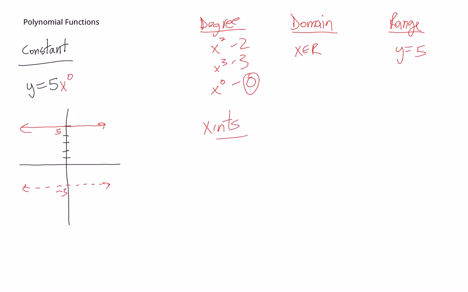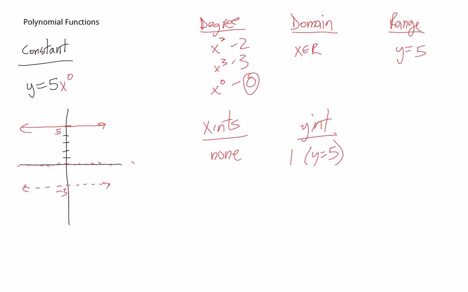X-intercepts. For a constant function, we normally have none. There's only one case where the x-intercepts wouldn't be none, and that's if the line was y equals 0, which would be right on the x-axis. Then in that case, we'd have an infinite number. But normally we have none. And the y-intercepts, we have 1, and in this case it is at y equals 5. And turning points is like a maximum and minimum, so in this case we have none.